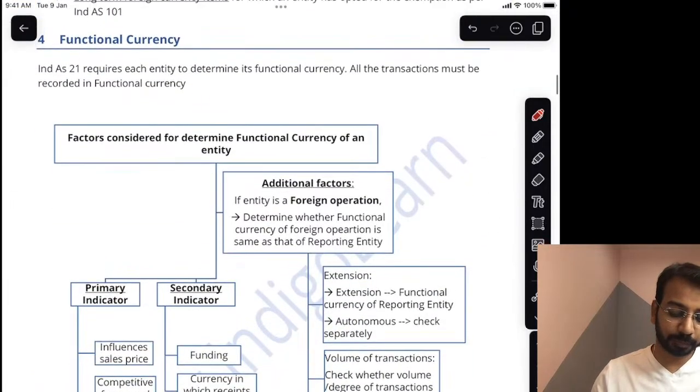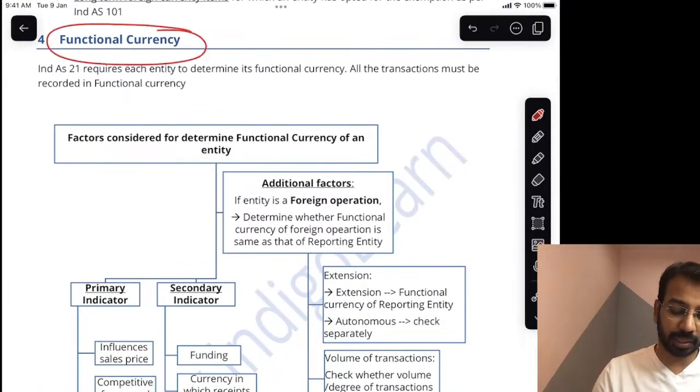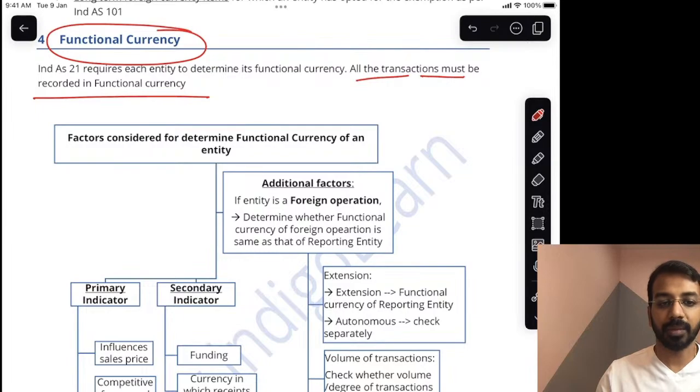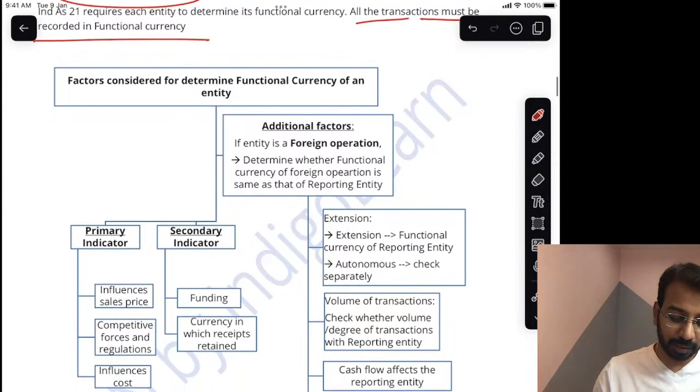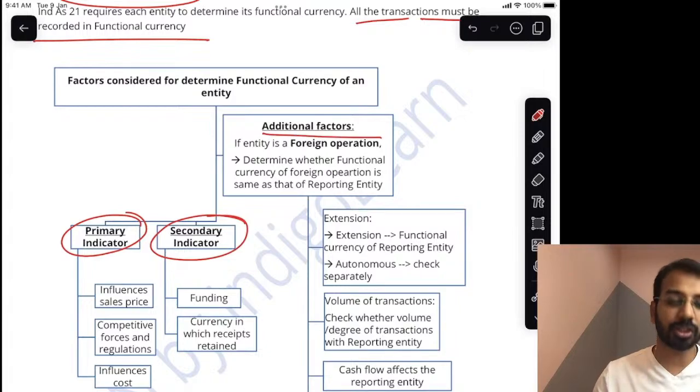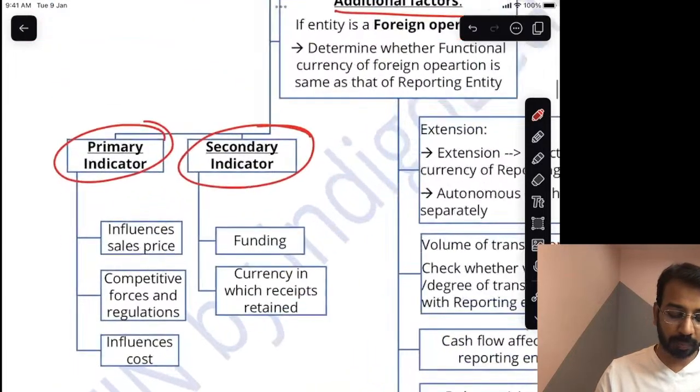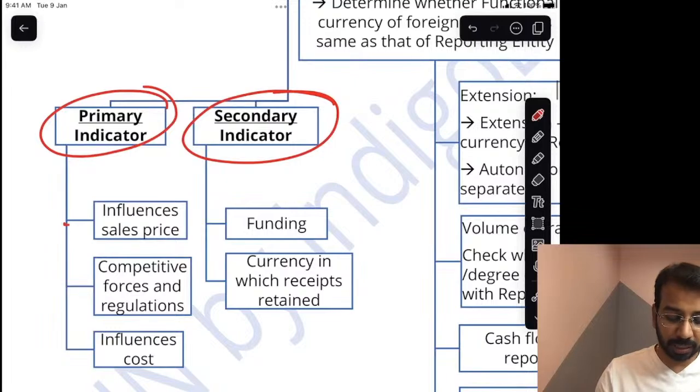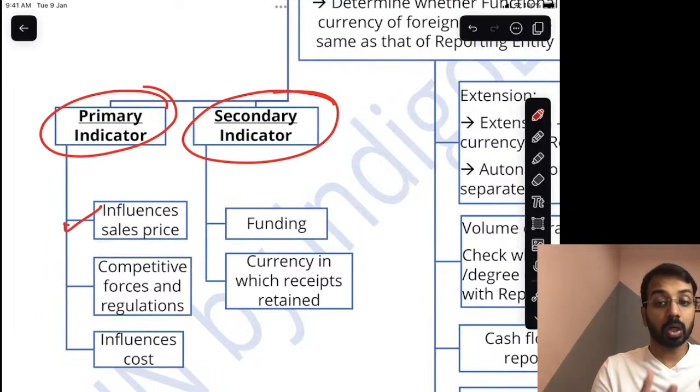Right. Now, how do we determine the functional currency? We need to determine the functional currency because all the transactions are recorded in the functional currency only. Now how do we determine it? There are certain primary indicators, there are certain secondary indicators and additional factors, right? Now what is the primary indicator? Something which influences my sales price. If the dollar influences my sales price, then the dollar can be the functional currency.